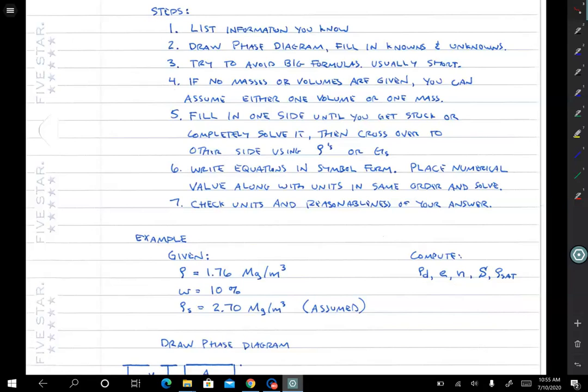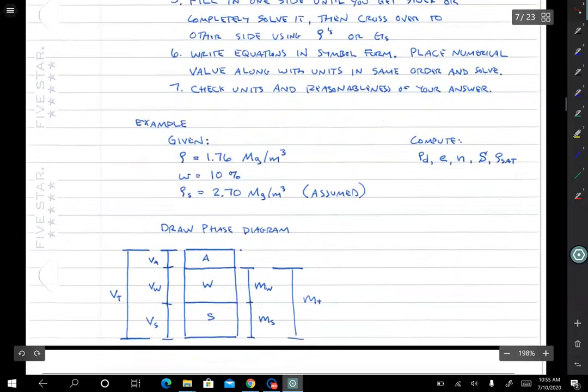And what you'll notice is that we have densities and we have water contents. We don't have any masses or any volumes specified. So this is one of those classes of problems where we don't have a fixed volume or fixed mass of soil we're working with. We're just talking about the soil overall as a whole. So what we're going to do is draw the phase diagram. Here it is, solid, water, air. Then we have all the volumes.